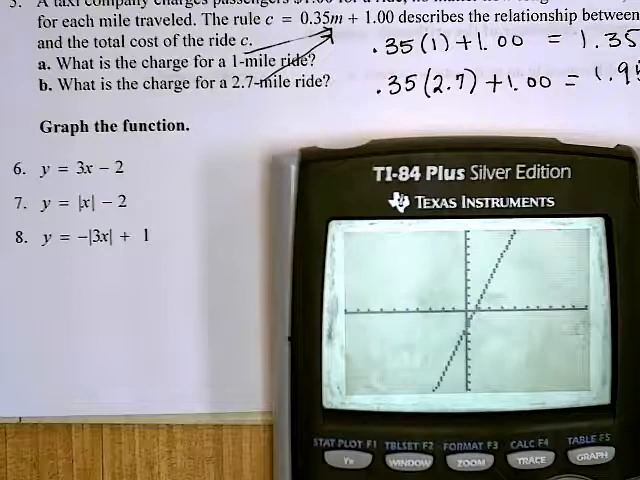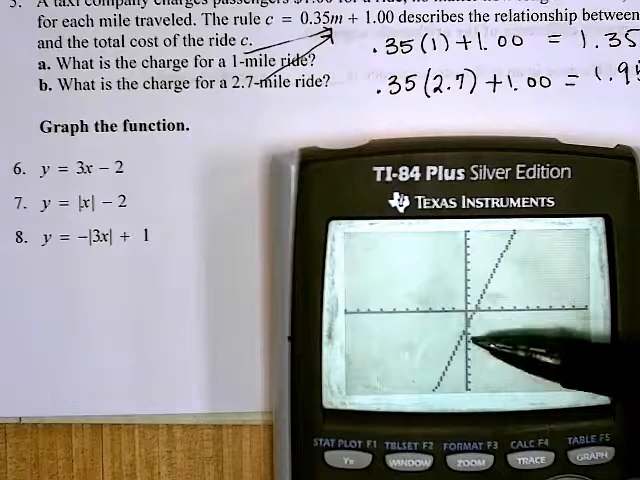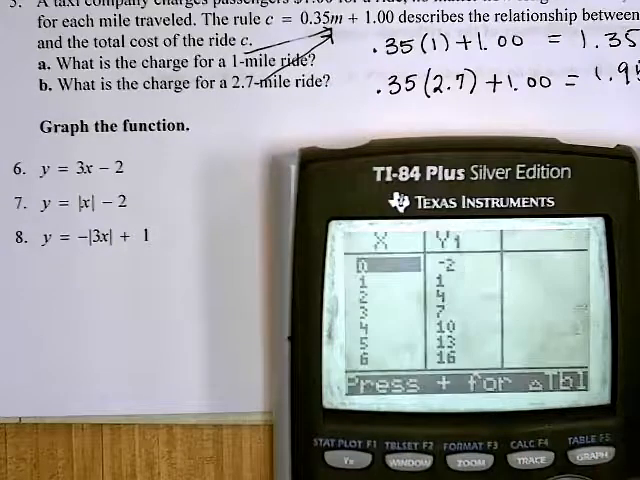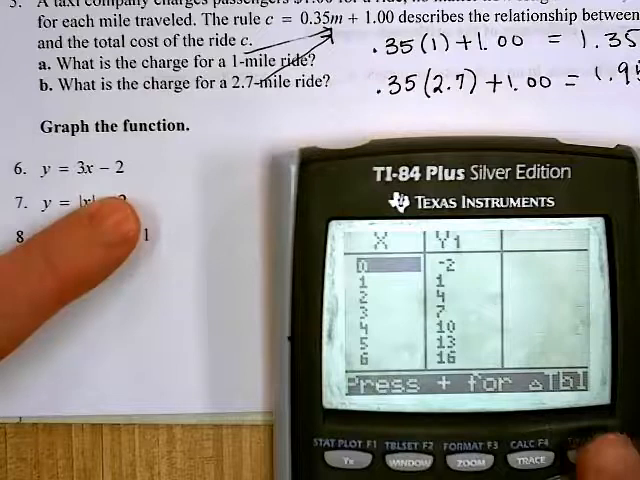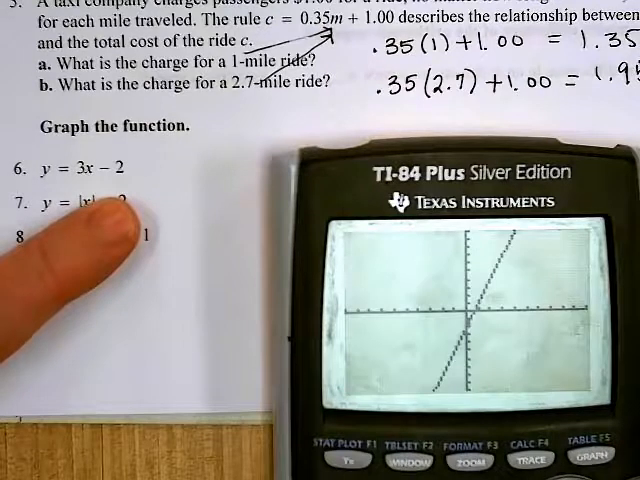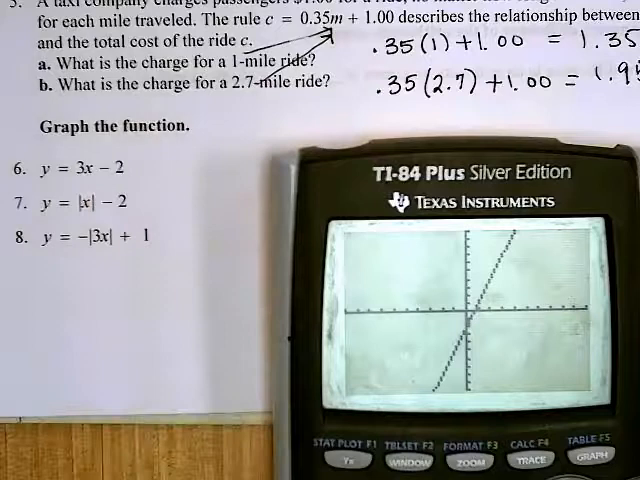Where does this graph look like it crosses the y-axis? See if you can tell. -2. Go to your table. When x is 0, y is -2. Okay? Can we do this tomorrow? Your test will be multiple choice. Can you put that in and pick the right picture? Yes? Okay, let's go to the next one.